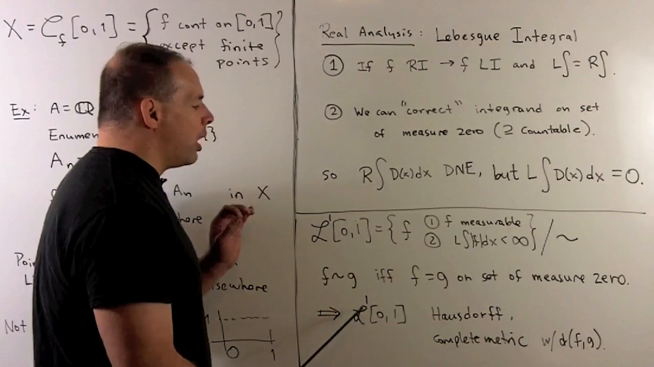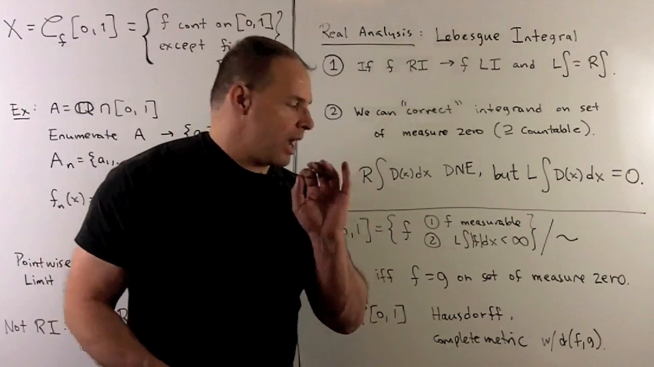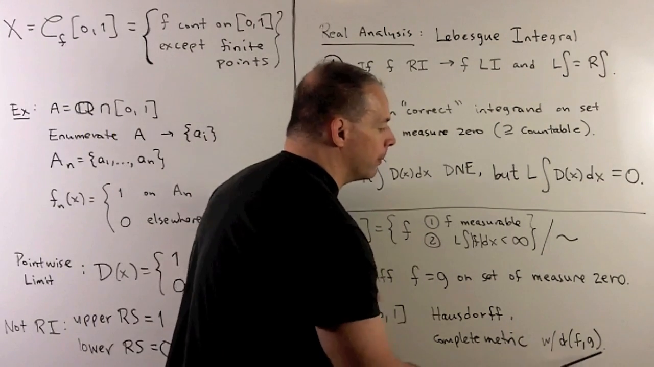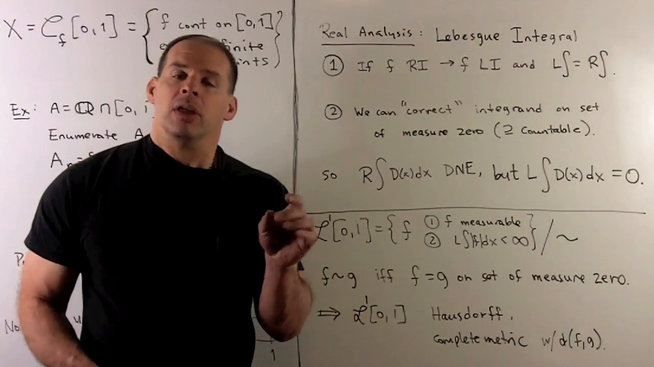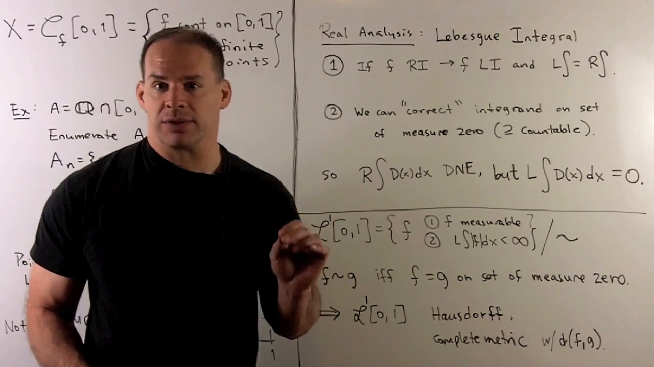So the space L1 is going to be a Hausdorff space. It's going to be a complete metric space, and we're going to use the same metric that we had before. The only catch: the points are not going to be functions, they're going to be equivalence classes of functions.